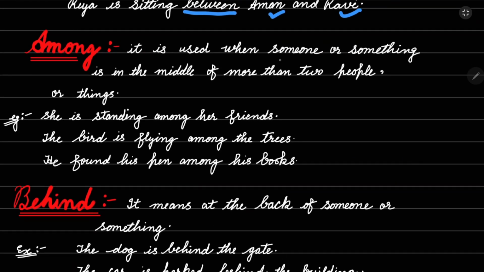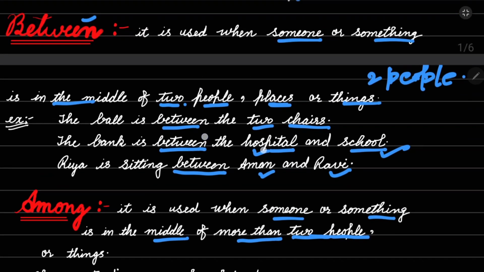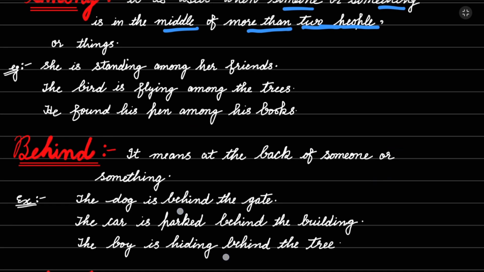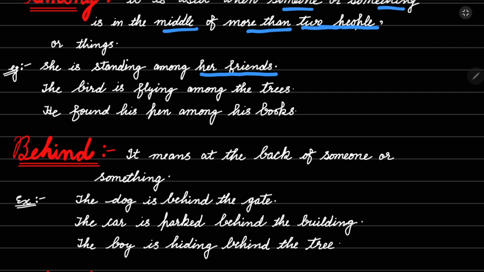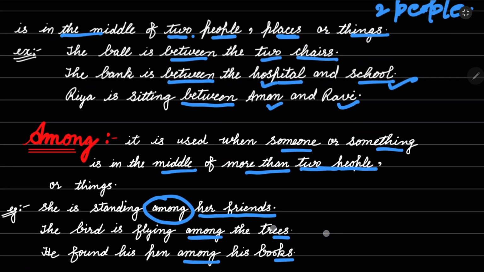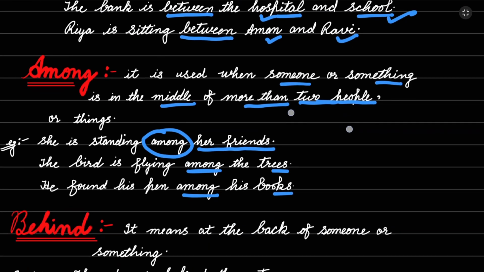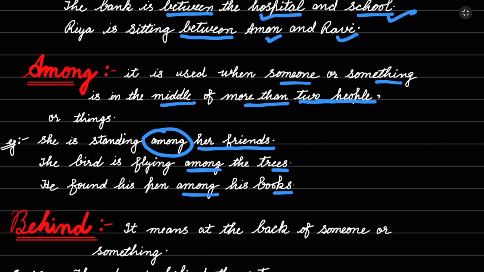Next is among. It is used when someone or something is in the middle of more than two people. Between is used for the middle of two people and among is used for more than two people or things. For example, she is standing among her friends. Means there are more than two friends. So we will use among. The bird is flying among the trees. He found his pen among his books. So between is used when something is in the middle of two, and among is used when someone or something is in the middle of more than two.